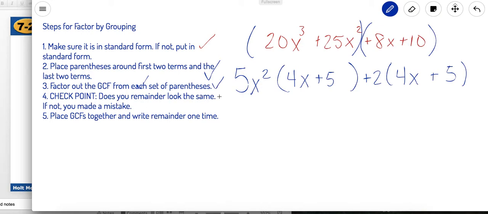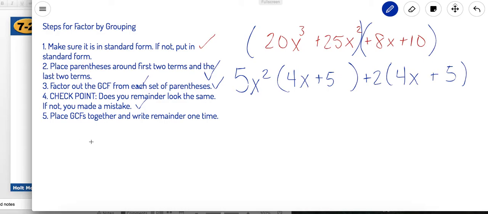All right, step 4, checkpoint. Does your remainder look the same? If not, you made a mistake. So we need to look right here. Is this the same as this? If it's not the same thing, then we need to figure out our mistake. We made a mistake somewhere. Right now, they do match. So we are done this step.